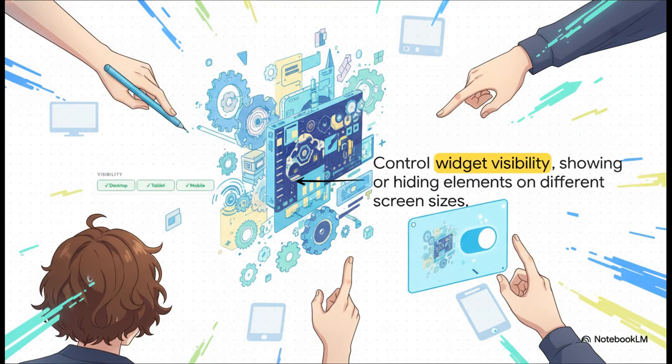Let's say you have a really big, complex table that looks great on a desktop but is just a mess on a phone. No worries. In the settings, you can just tell that widget to hide itself on mobile screens. This ensures a great experience for every visitor, no matter what device they're on.